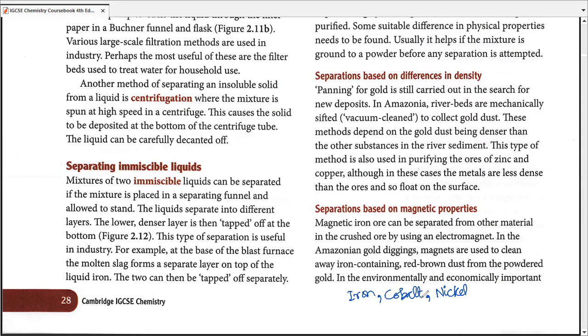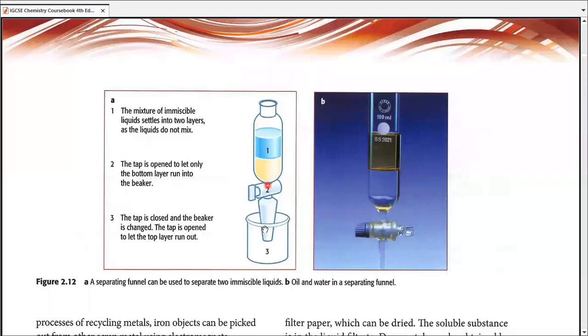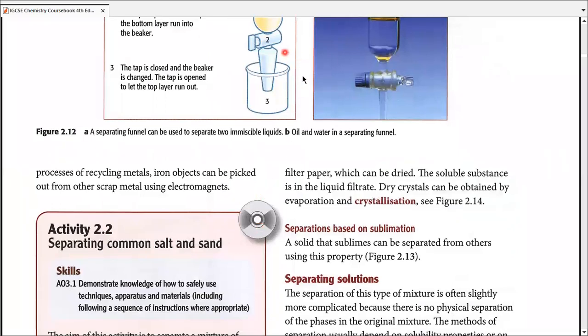So we use magnets to clean or to dig or to separate these three metals from the rest of the stuff that is not attracted by a magnet. How do we do it? It's pretty easy. It's environmentally and economically important that we use the same process because it's pretty good in case of recycling of materials. Iron objects can be picked out from the scrap metal using electromagnets. And when I use the word electromagnets, I hope you're clear with the word from physics. Are you?